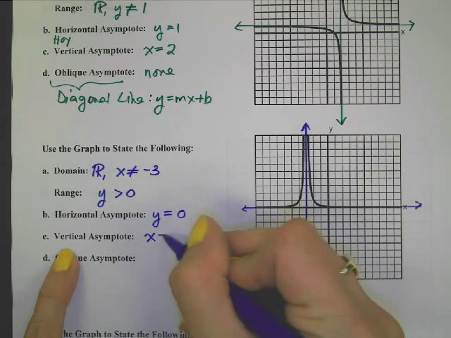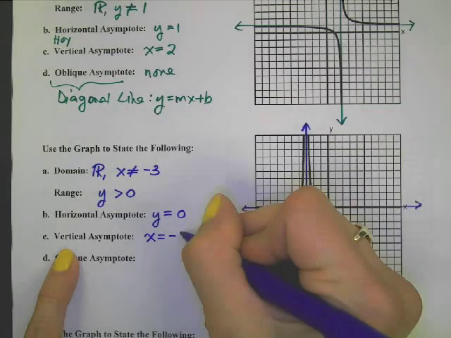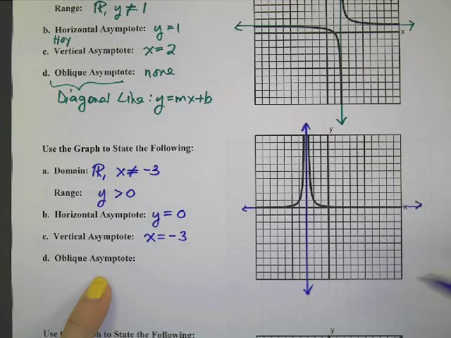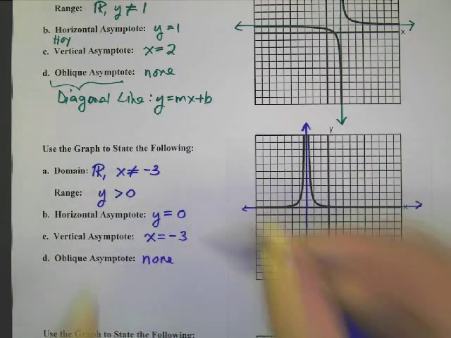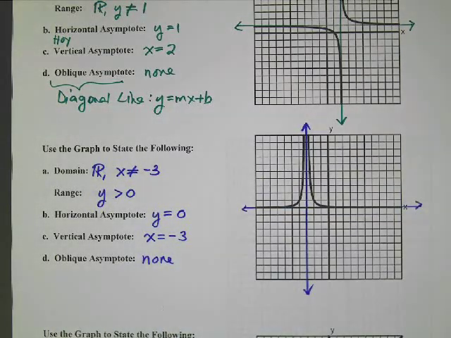Horizontal asymptote, that's going to be a hoi, y equals 0. Vertical asymptote, where is it at? X equals -3. Do you see any obliques? Nope. No oblique asymptotes for that guy.